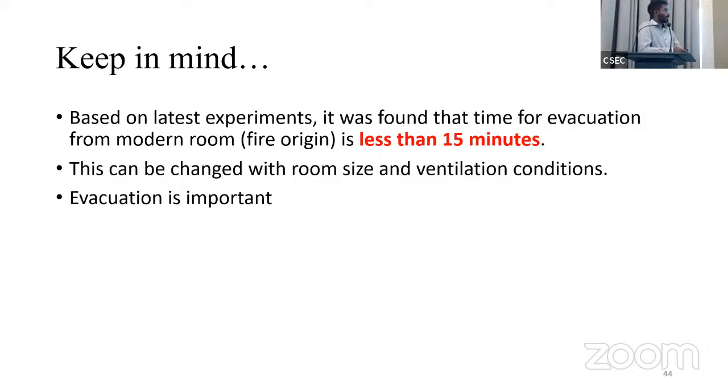So finally, keep in mind, based on the latest experiments and models, you have less than 15 minutes to evacuate from the room of fire origin, and you have to follow the evacuation path. As civil engineers, we design the evacuation paths for several fire ratings, for 30 minutes, 60 minutes, 120 minutes, on a prescriptive basis. But based on performance-based designs using these kinds of models, we can actually identify what fire rating is required, and we can provide the required fire ratings and use that kind of material.